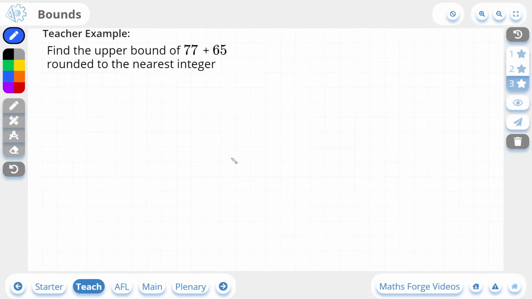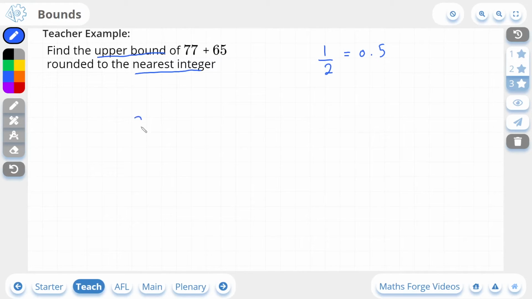Now let's do a 3-star example. Here we're being asked to find the upper bound of 77 plus 65. So to find the upper bound of numbers being added together, we just simply have to find the upper bound of each individual number. So we're doing this to the nearest integer. So our base value is 1 and half of our base value is 0.5.